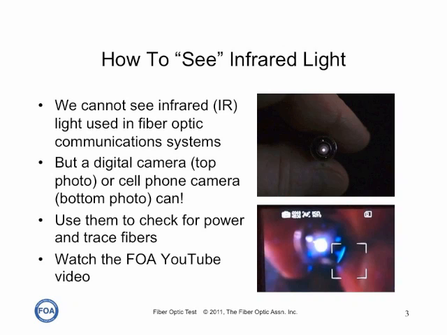Although our eye is not sensitive to infrared light, digital cameras are. The top photo you see here was shot with a digital camera, and the bottom was actually shot with a digital camera in a cell phone. You can use them to check for power in the fiber, to make sure it's safe, for example, before you inspect the connector with a microscope, or you can use them to trace fibers. There's a complete YouTube video by the FOA that shows how to do this. Be sure to watch it.